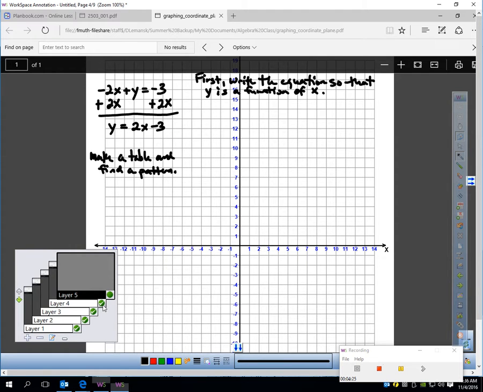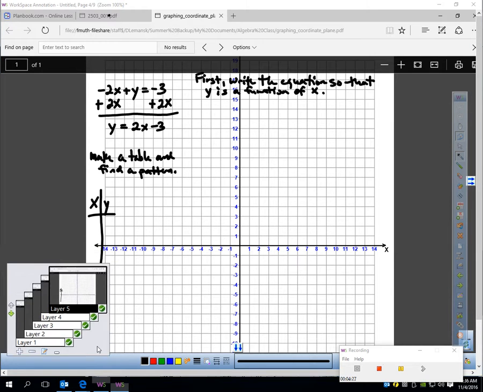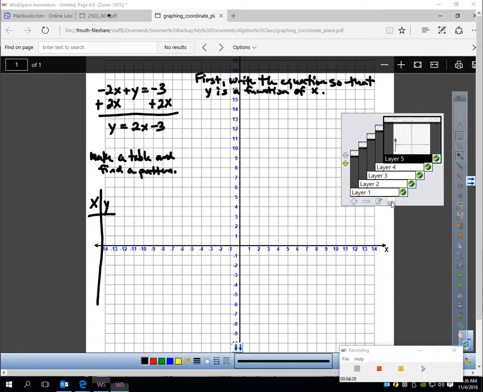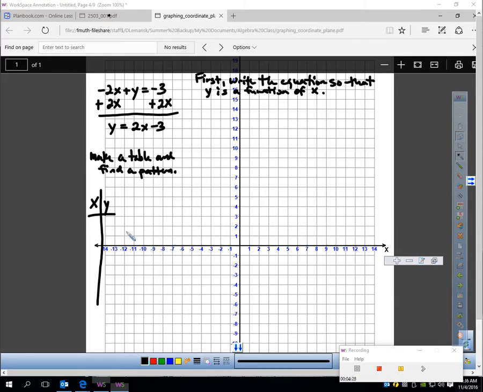Let's make a table and find the pattern. So to make a table, I could either use my calculator, I'll show you that in a minute, or I could do it off the top of my head. I'm going to do it off the top of my head, and you follow along. I'm going to plug in 0 for x first, and let's figure out what we get. 2 times 0 is 0, and 0 minus 3 is -3. There's 1 point. Let me graph it. 0, -3 is down here.